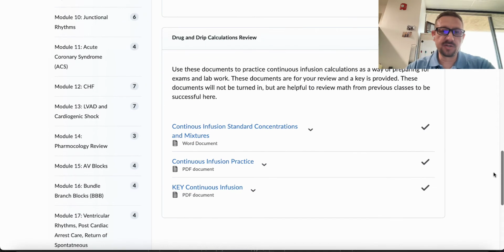And then finally, we've got a section on math. Now, in this class, we will be doing calculations. Many of the drugs that we give in cardiology require continuous infusion, require weight-based calculations, and none of that necessarily should be new to you. We started that at the beginning of term 1 with the drug calculations class. These resources here are a good reminder, a good refresher for you so that you can prepare for exams and quizzes, and certainly this will help you for lab as well.